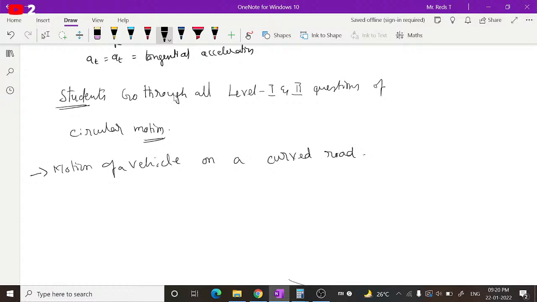Okay. Motion of a vehicle on a curved road. With friction, without friction, of course, the concept of friction also you have to remember and you have to apply here, guys. Okay.